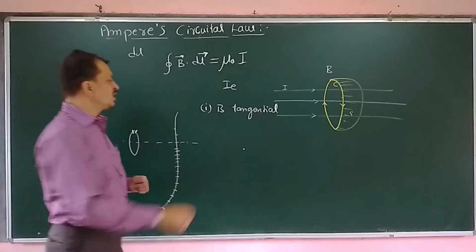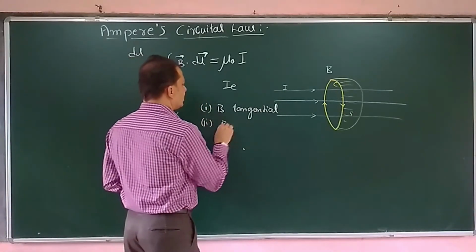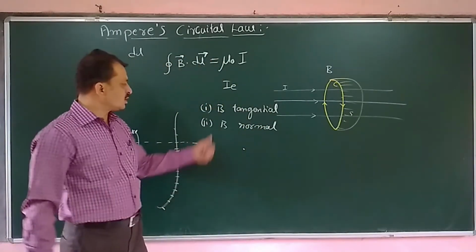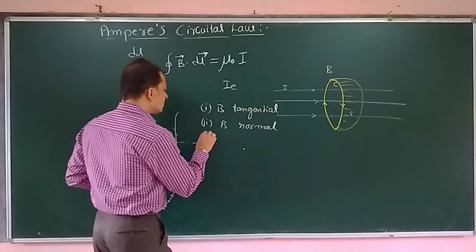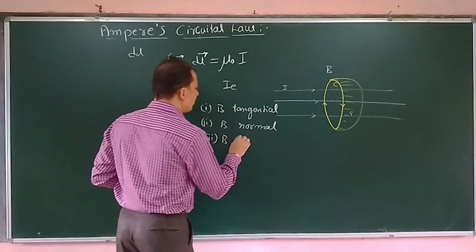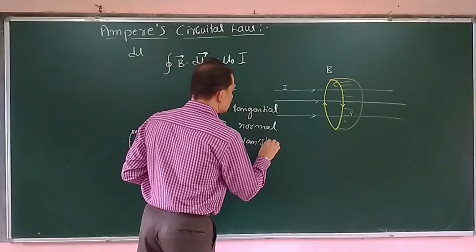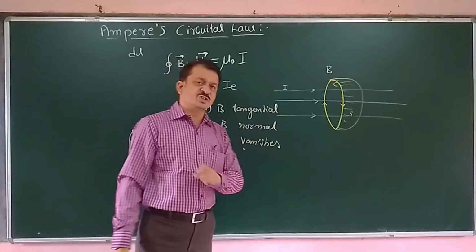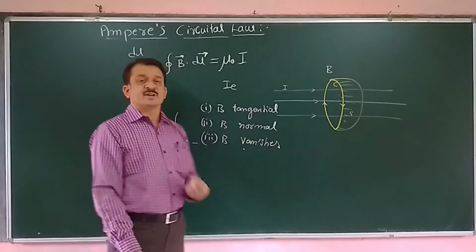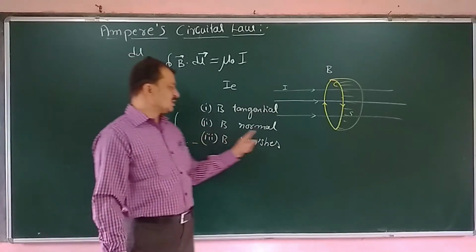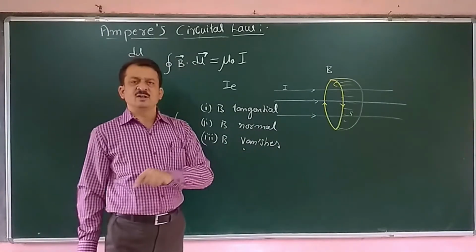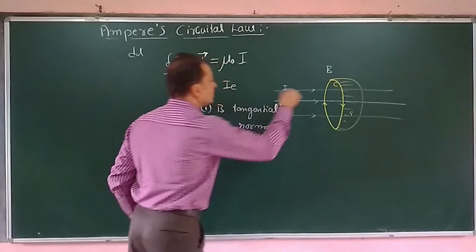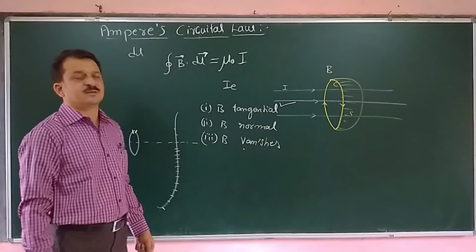It is either tangential or the magnetic field is normal, tangential to the surface or normal to the surface, or the magnetic field vanishes. There are three possibilities. Either the magnetic field is tangential to the curved surface or boundary, or it is normal to the boundary, or the magnetic field vanishes. Now here we are going to study the field is tangential.